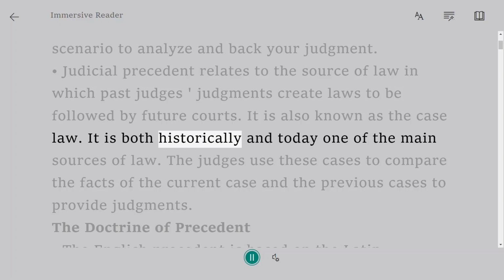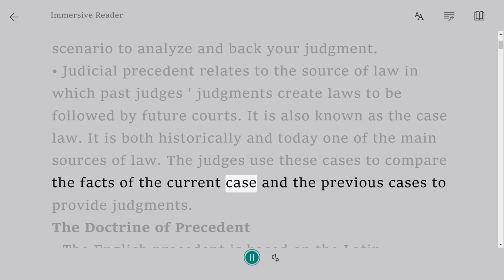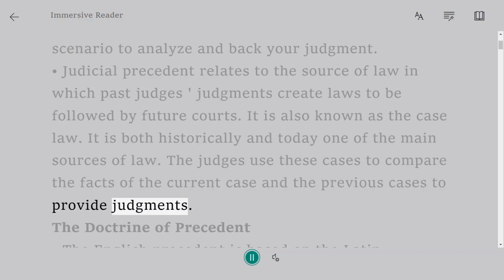It is both historically and today one of the main sources of law. The judges use these cases to compare the facts of the current case and the previous cases to provide judgments.